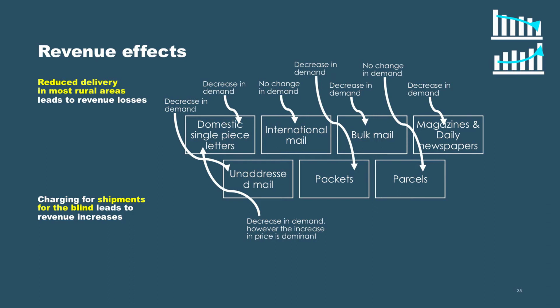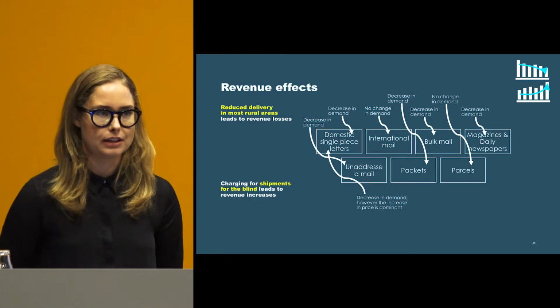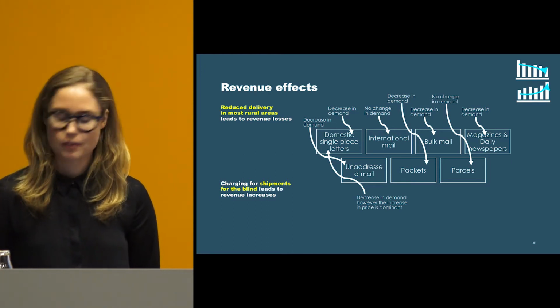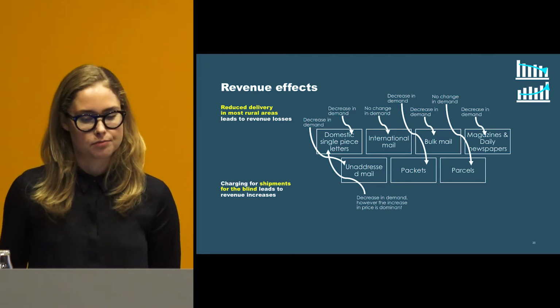Looking at the reduced delivery in most rural areas, we can see that this is also a reduced quality of service. So we will have a decrease in demand, leading to revenue losses. But we do not see any change in demand for international mail and parcels from this change in the element. And charging for shipments for the blind does lead to a decrease in demand, but the increase in price is the dominant factor. So this is a positive effect.